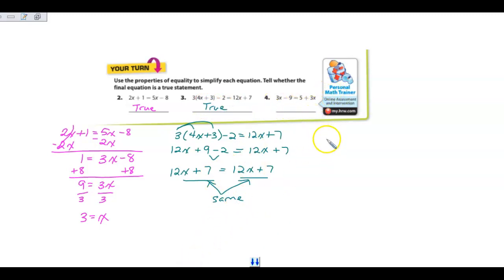My fourth one, I have 3x minus 9 equals 5 plus 3x. I want to move my x terms over, so I'm going to subtract 3x from both sides. 3x minus 3x is 0, bring down my 5. 3x minus 3x is 0, bring down my negative 9. Now, is this true? No. Negative 9 does not equal 5. So that means this is a false statement.